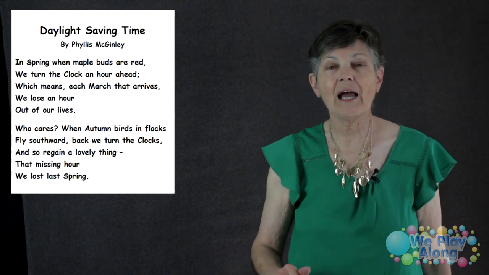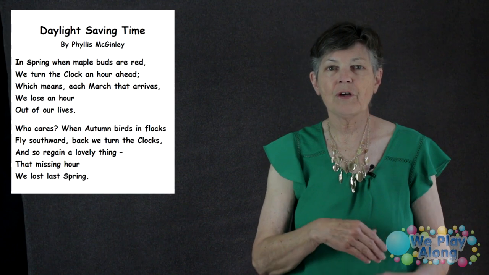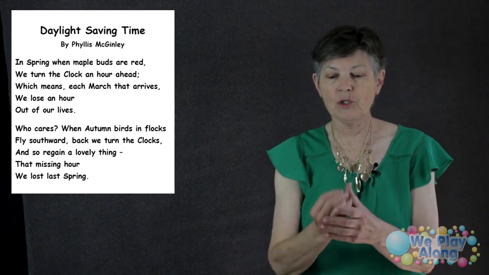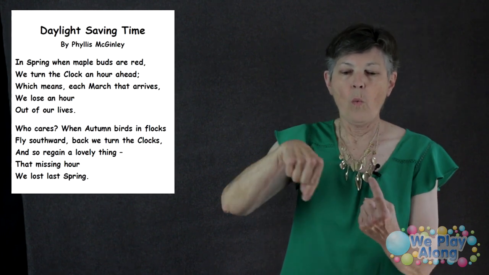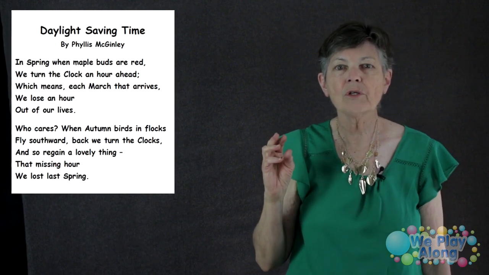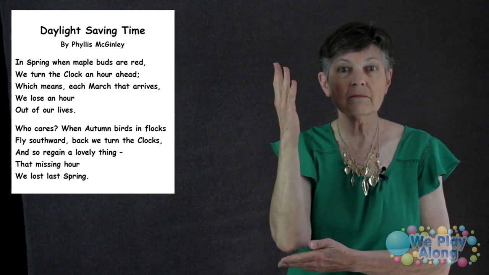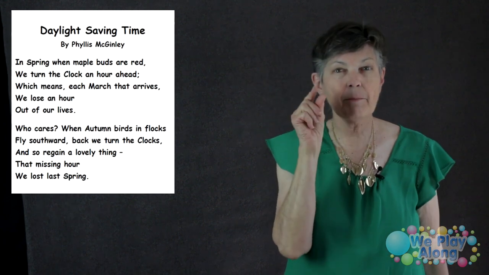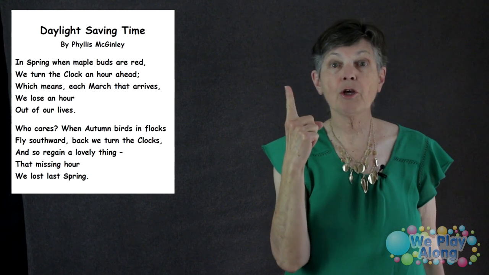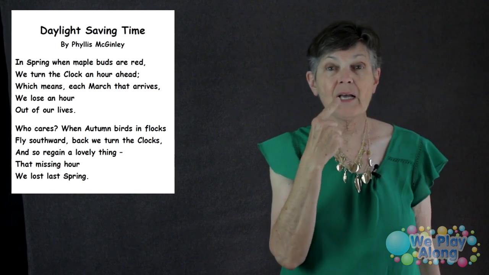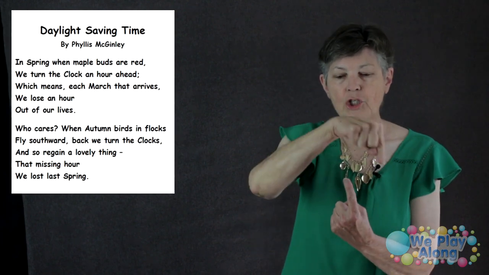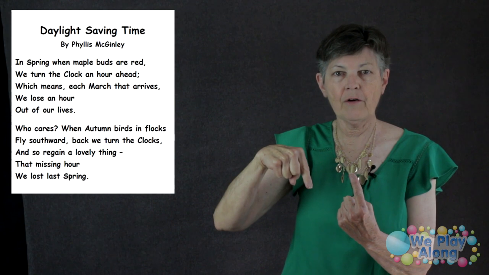So daylight savings time, there is no real sign for that. You would fingerspell the whole thing. So we're just going to say daylight savings time. Okay? So in spring, remember that sign, when maple, it's a tree. So we're going to go tree, maple, buds, and a bud is a little flower. Buds are red. Red, you take your pointer finger to your bottom lip because everybody's lips are some shade of red. Red. We turn. So we're going to come around our finger like that.